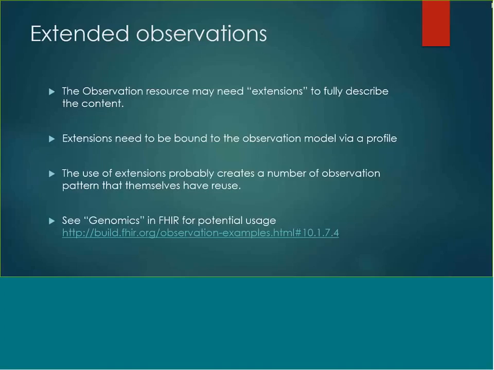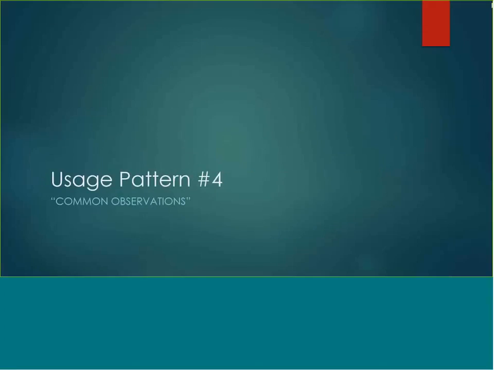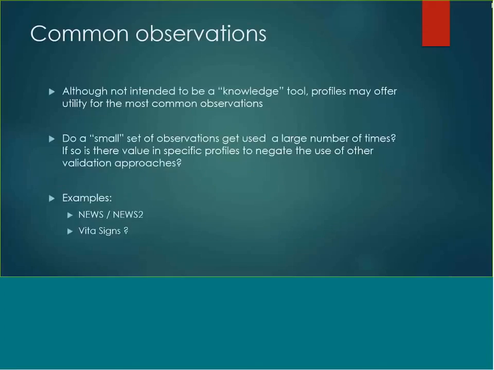I'm not suggesting that we use their profiles. I'm not suggesting that's how we would do genomics. What I am saying is that it may be the case that as we go and do more specialized different types of observations, we may need to start using extensions. And if we only had a simple profile, how would that work? So I don't get what I call common observations. There is no such thing as a simple observation.